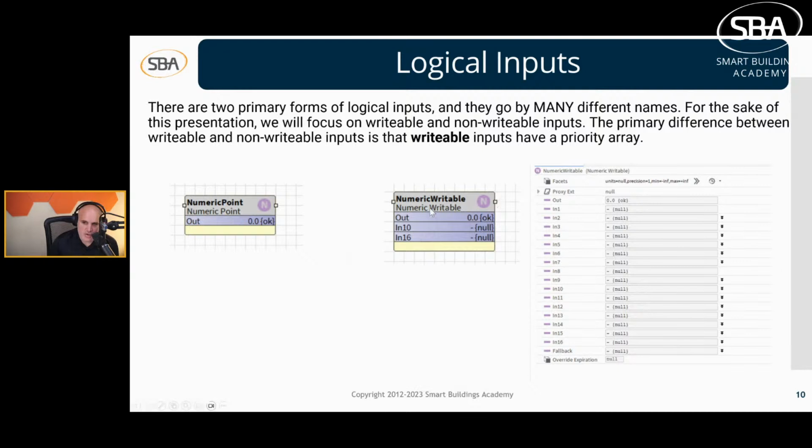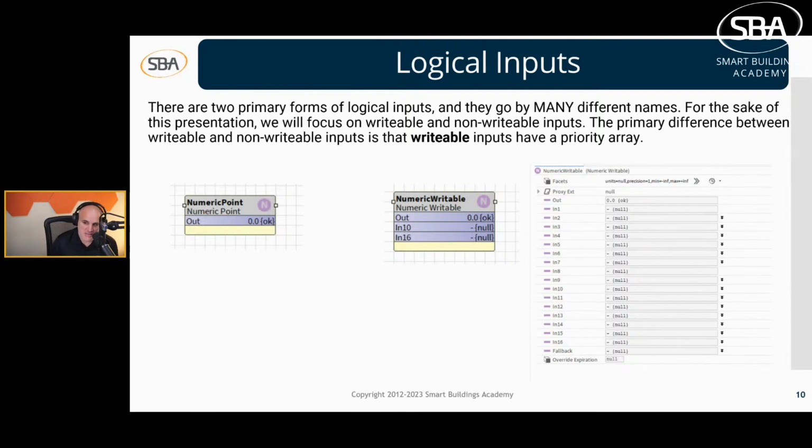Then there are writables. The reason these are writable is because they have a priority array. A priority array is a more advanced concept that we'll get into when we start to talk about BACnet, although the priority array is not necessarily a BACnet construct. All it is is a multi-point array in which the highest number, 16, is of the least importance, and 1 is of the most importance. Some folks do a 0 to 15 priority array. I primarily see a priority array of 1 to 16.